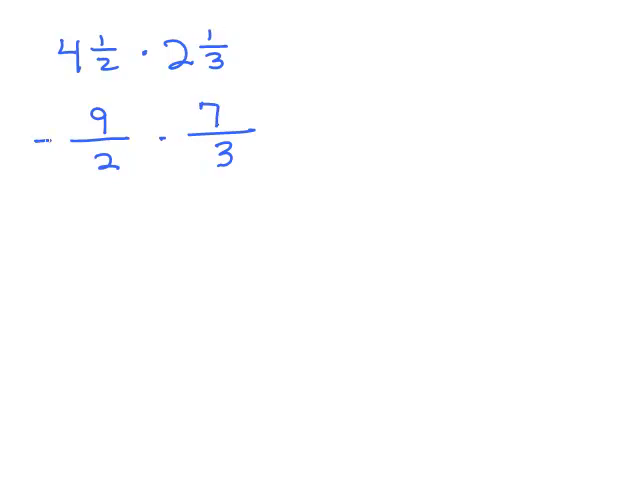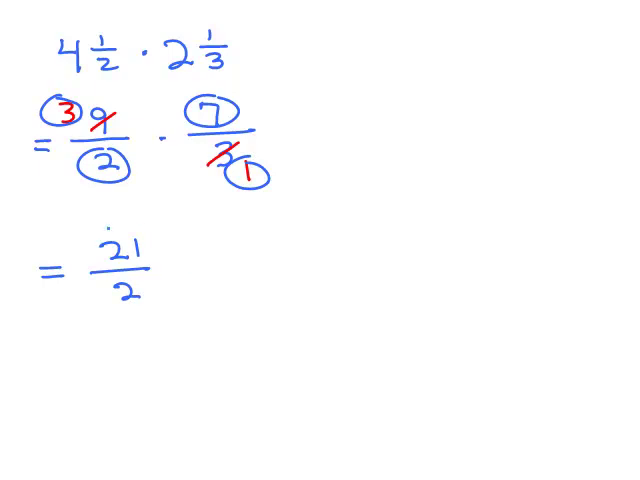All right, so now I have to see if there's anything I could cancel. And the 9 and the 3, I could divide each of those numbers by 3. So 3 divided by 3 is 1, 9 divided by 3 is 3. And so now I can multiply across the top. 3 times 7 is 21. 2 times 1 is 2. And that's reduced and simplified, or you could write it as a mixed number by taking 21 divided by 2, which is 10 1/2.